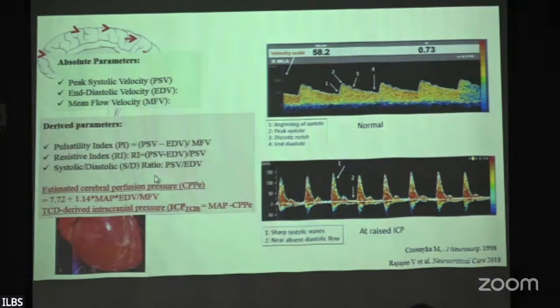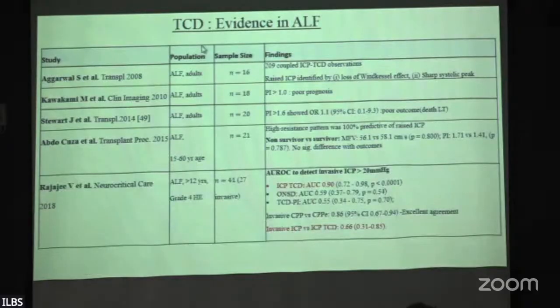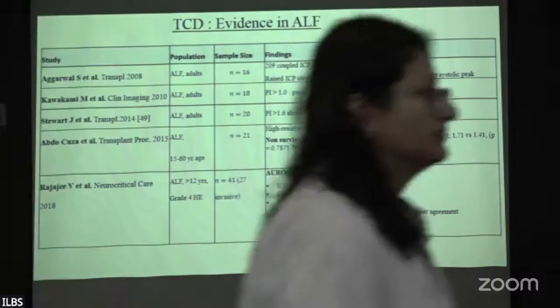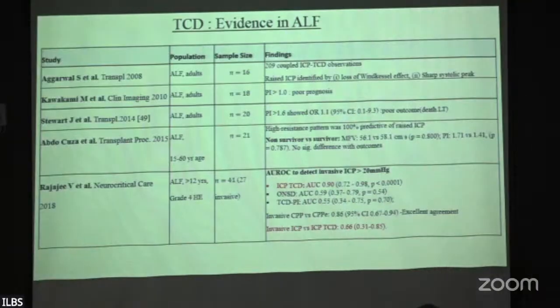which we can derive from an equation shown in a study by Zoinska in 1998 and later validated by Rajaji in 2018 in adult ALF. So what is the evidence of TCD in ALF? There are a few case series which have shown the prognostic use of TCD in ALF, and most of the studies have shown that a higher pulsatility index shows a poor prognosis in patients with acute liver failure.